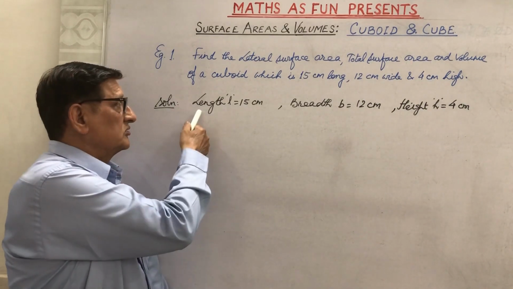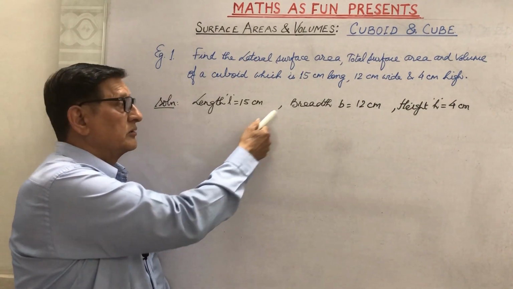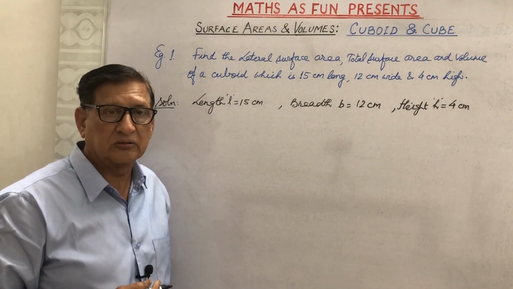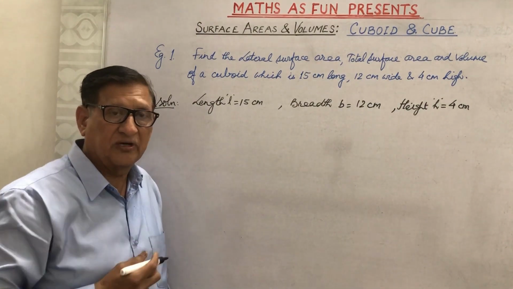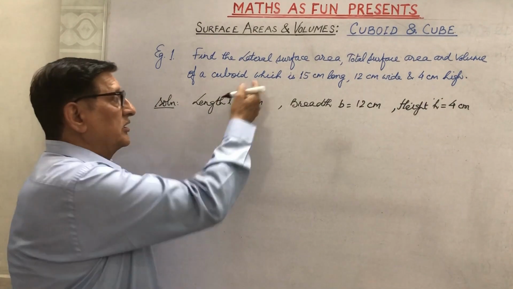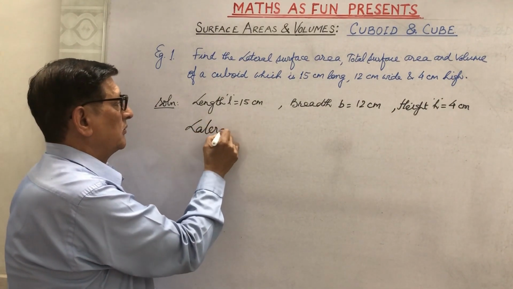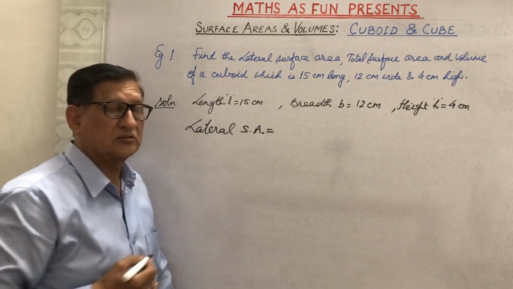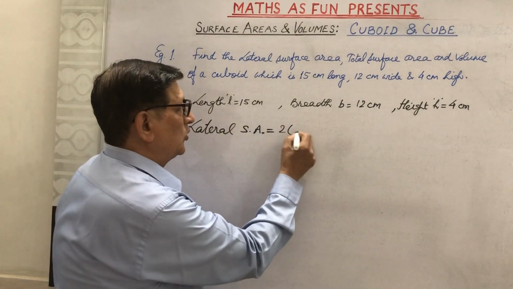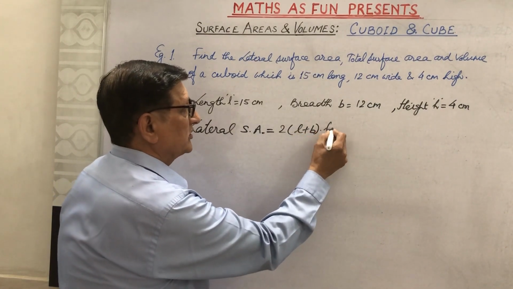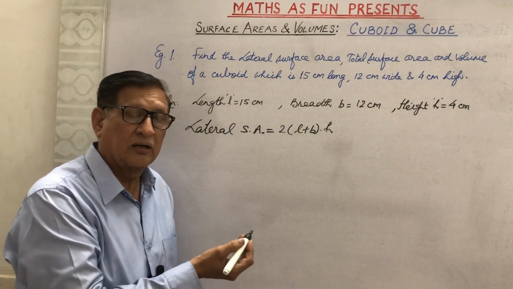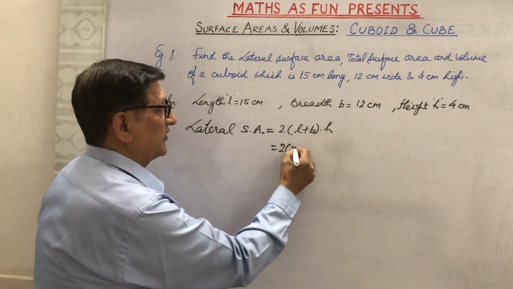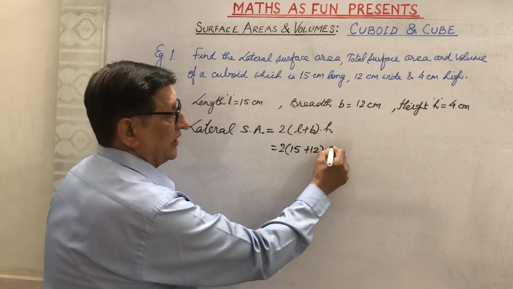For the solution, it is given that the length is 15 centimeter, breadth is 12 centimeter and height is 4 centimeter. They are L, B and H respectively. To find out the lateral surface area, we know the formula is 2 into (L plus B) into H. Write the formula and then apply the values. L is 15, B is 12, H is 4.